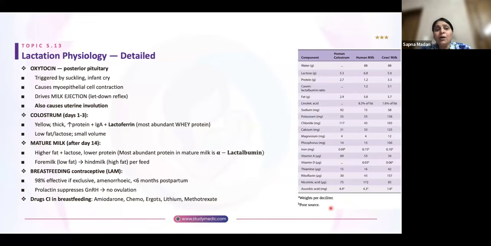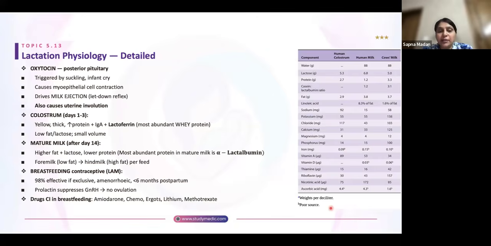Now, about the lactational amenorrhea method: it is 98% effective if the lady is exclusively breastfeeding, amenorrheic, and in the first 6 months of delivery. If she has not resumed her menstrual cycles, then this method is 98% effective. Prolactin suppresses GnRH, and therefore there is no ovulation. That is why it is an effective method of contraception.